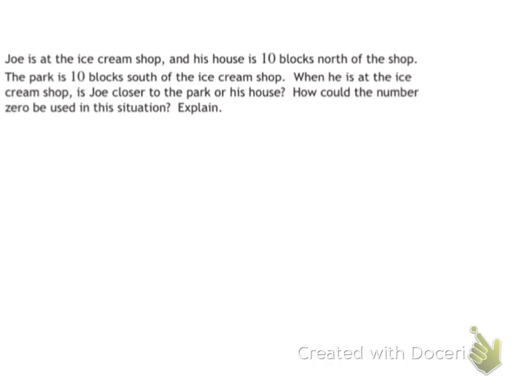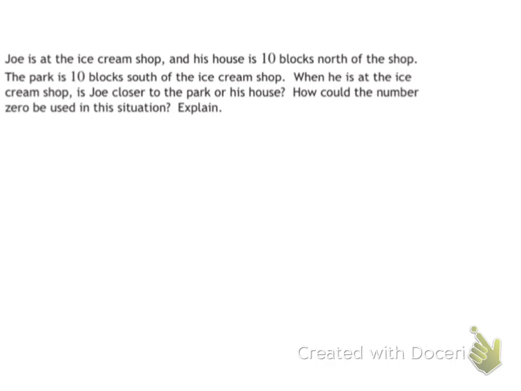Okay, on the next problem, we have a word problem. Joe is at the ice cream shop, and his house is 10 blocks north of the shop. So I'm already seeing the word north here. The park is 10 blocks south of the ice cream shop. So I'm going to stop for a moment. In yesterday's lesson, we were working with left and right because it was east and west. And today we're working with north and south.